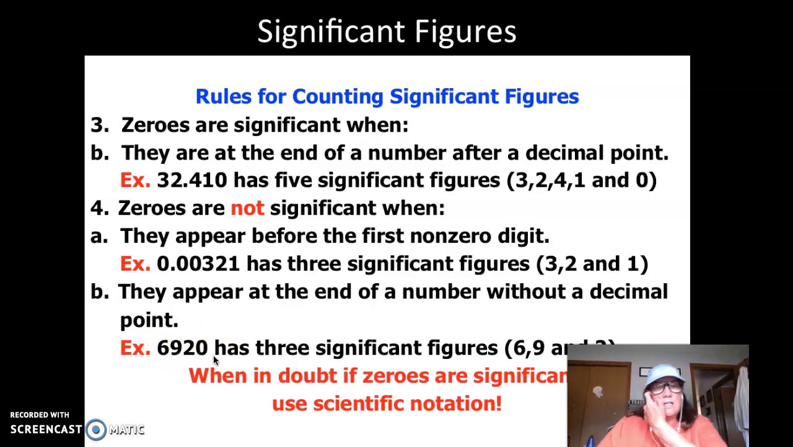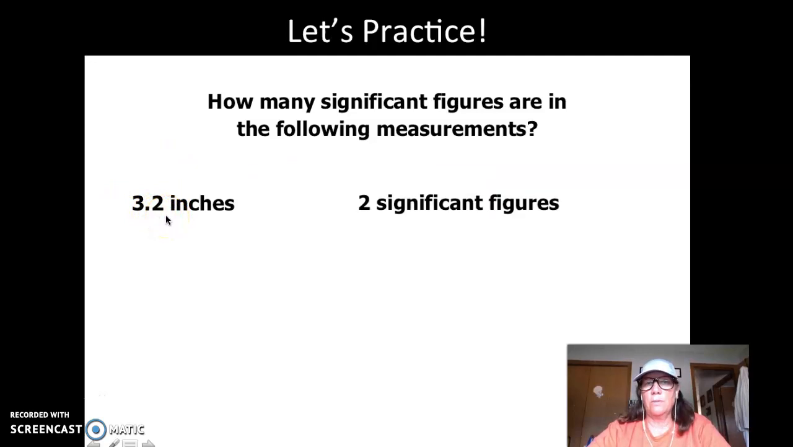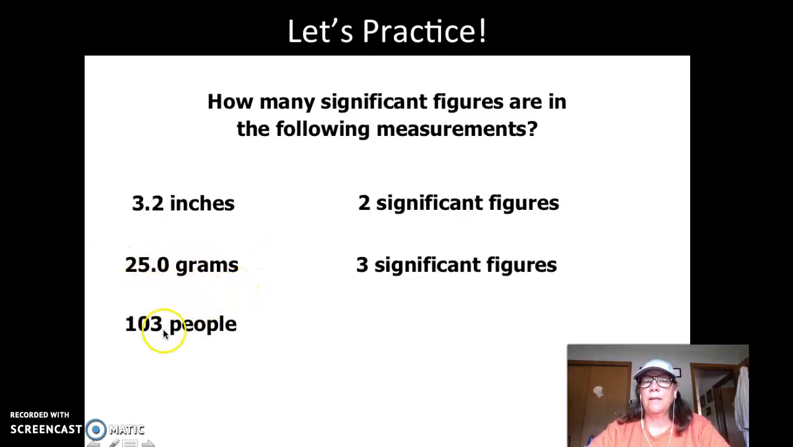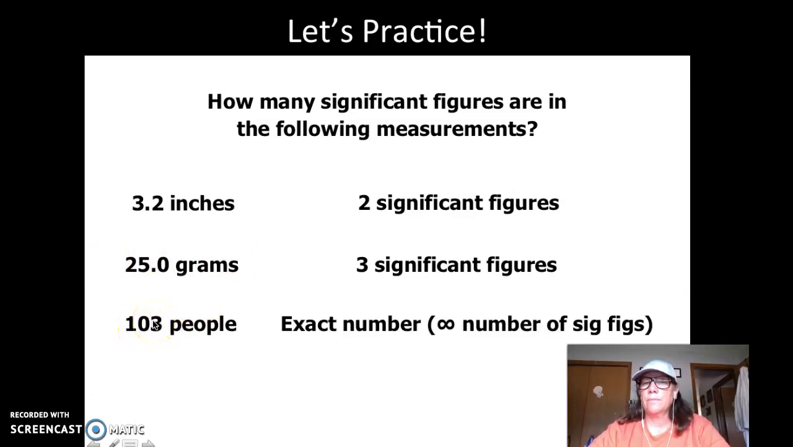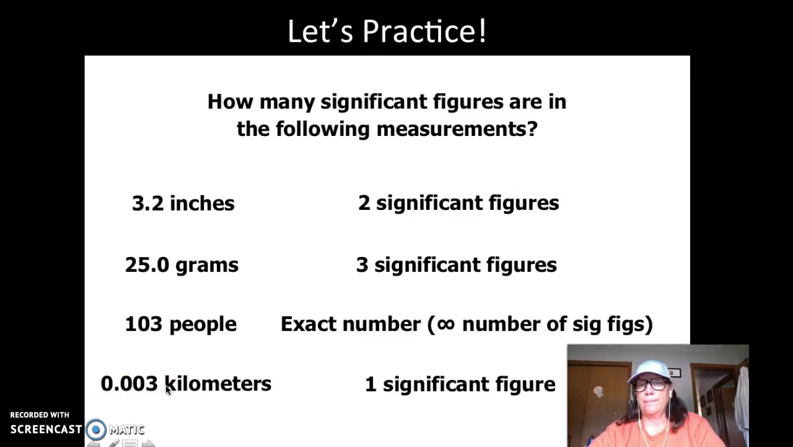When in doubt, if zeros are significant, use scientific notation. You can use that to help. But again, it's the zeros. Here, how many significant figures? Well, 3.2, there's two because there's two non-zero numbers. And this one, because I took the time to write the decimal and the zero, they're all significant, so that would have 3. 103 people, I got a 0 in between, so all 3 of them would count. It's an exact number. Whenever you have an exact number, you count all of the numbers. In this one, it's a number less than 1, and so these zeros don't count. Only this one, so this would only have 1.